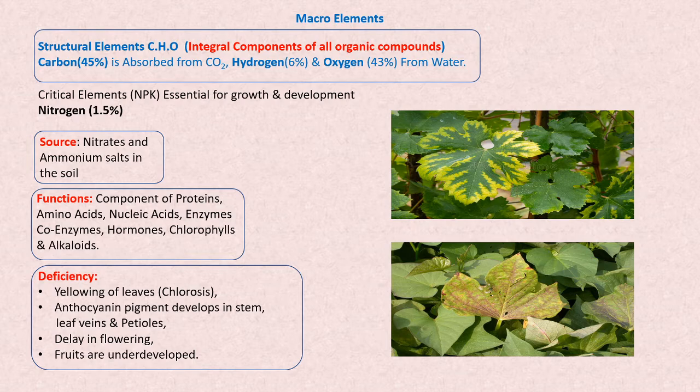Okay, so these macro elements are again divided into structural elements and critical elements. Structural elements are CHO, that is carbon, hydrogen, and oxygen. These are called structural elements because they are the integral components of all organic compounds. Without carbon, hydrogen, or oxygen, no organic compound exists. So they are called structural elements.